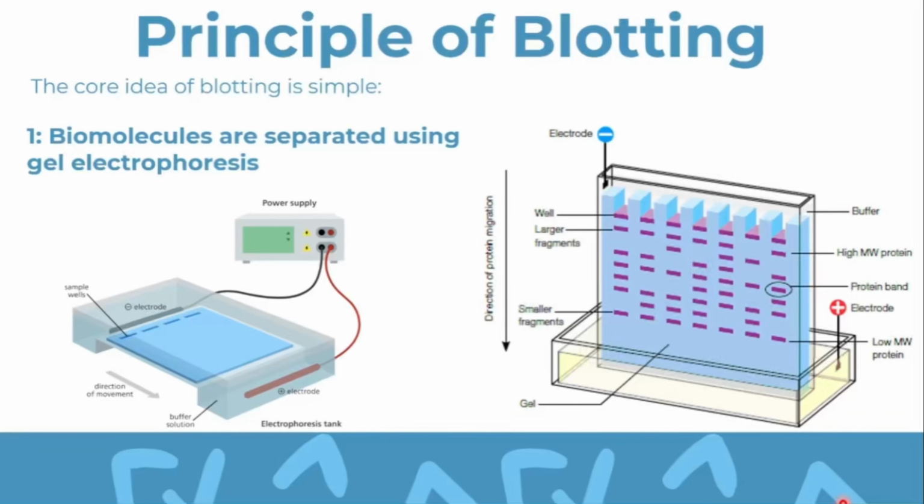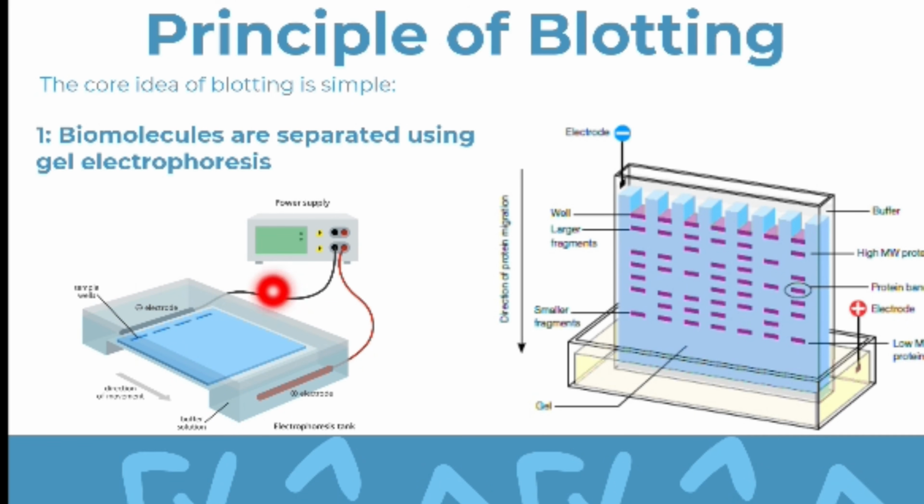Now, the core idea of blotting is quite simple. Firstly, the biomolecules are separated using gel electrophoresis. So, agarose gel is used in the separation of DNA and RNA, and SDS polyacrylamide gel electrophoresis is used in the separation of proteins. Again, I will advise you watch that video before you come back to this.